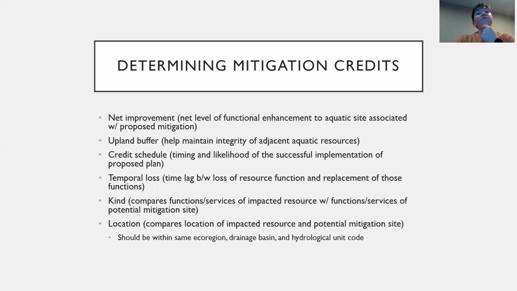When determining mitigation credits, you look at net improvement, which is the net level of functional enhancement to aquatic site associated with proposed mitigation, upland buffer, which helps maintain integrity of adjacent aquatic resources, credit schedule, which is timing and likelihood of successful implementation of proposed plan, temporal loss, which is the time lag between loss of resource function and replacement, the kind, which compares functions or services of impacted resource with functions or services of potential mitigation site, location, which compares the location of impacted resource and potential mitigation site, and they should be within the same ecoregion, drainage basin, and hydrological unit code.